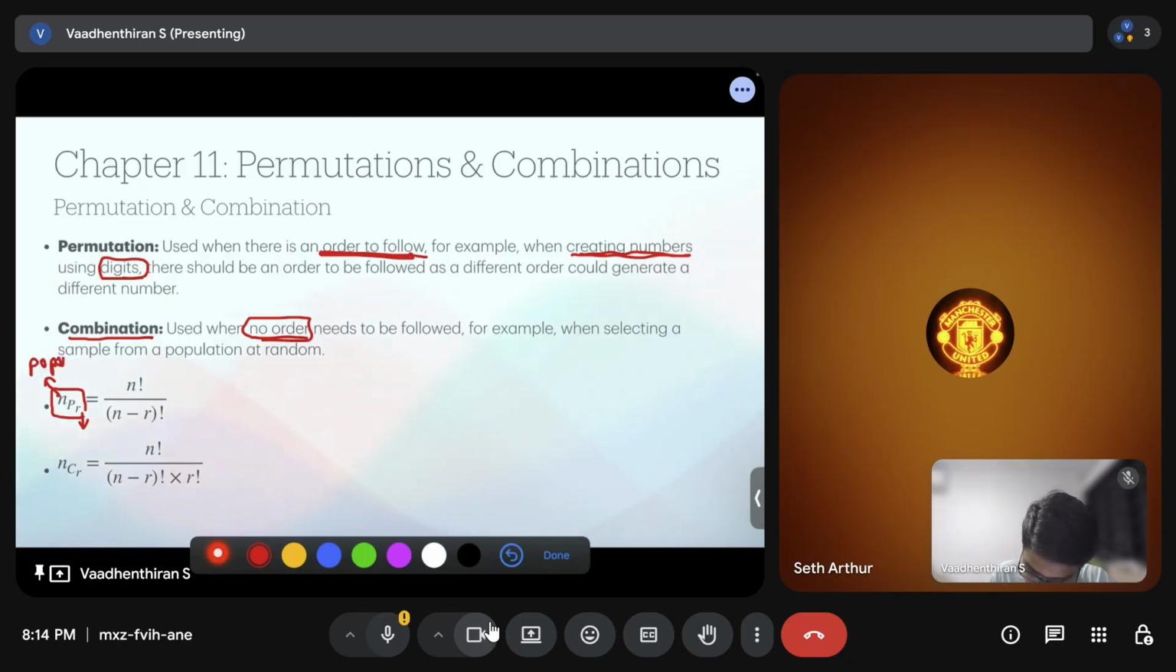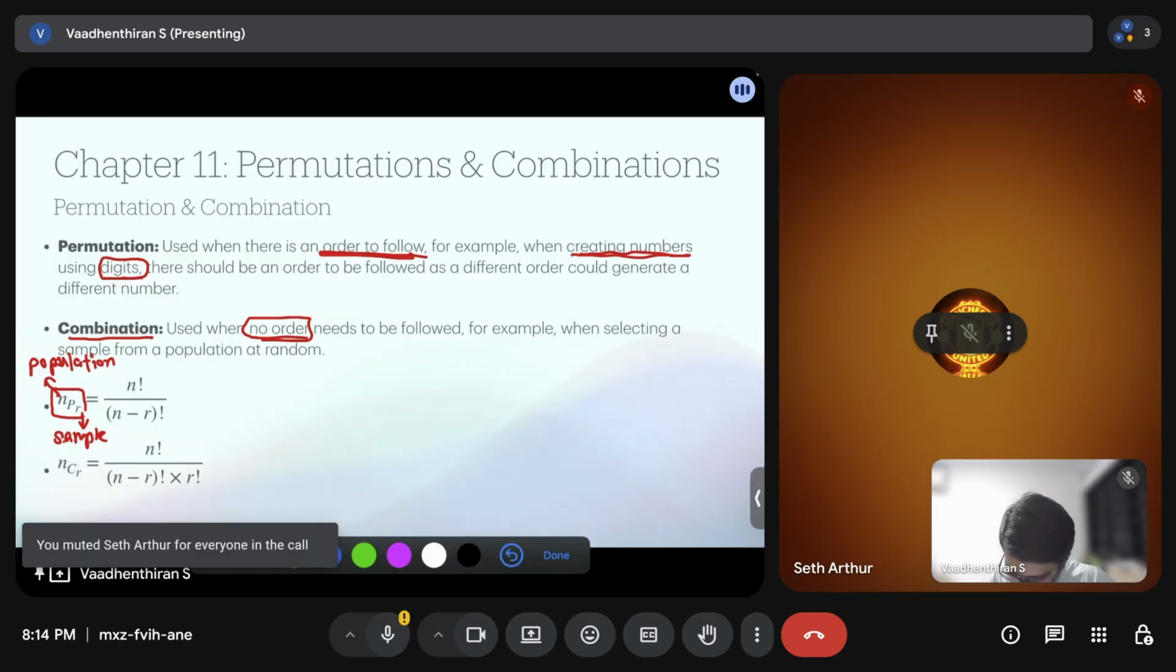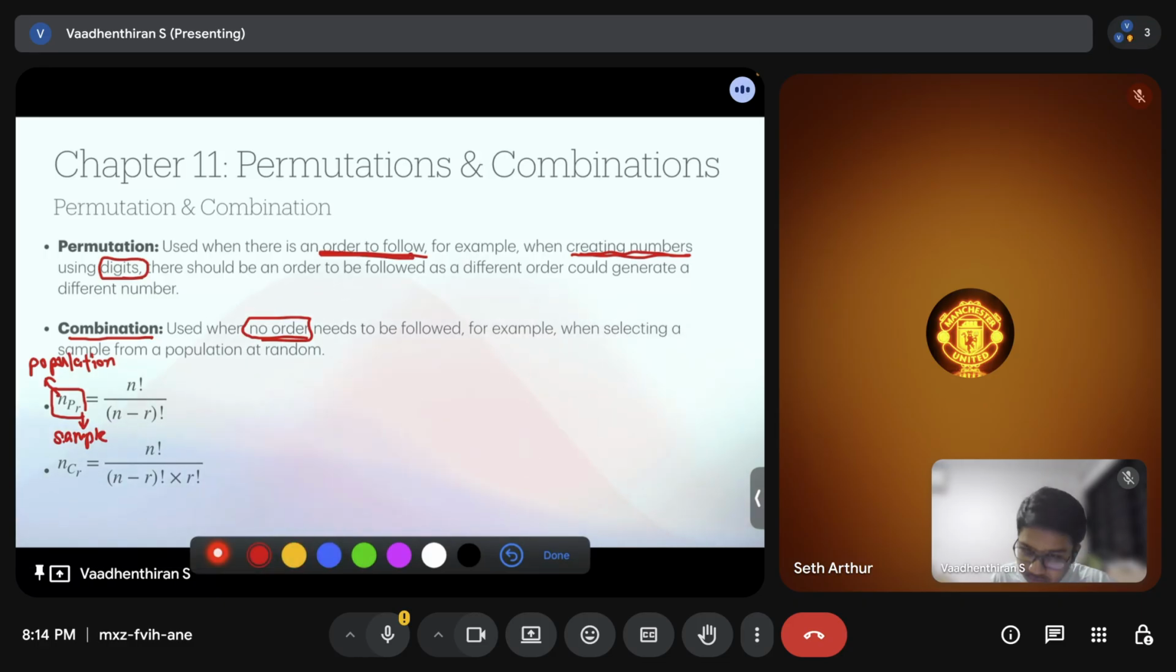Okay, so I'll just write it. This is the population, the biggest, and this is the sample you're going to take from the population. And n choose r. Okay, n choose r is n factorial over n minus r factorial times r factorial. The only difference is this extra r factorial, which is removed in the permutation formula. So these two are the crux of this whole topic.